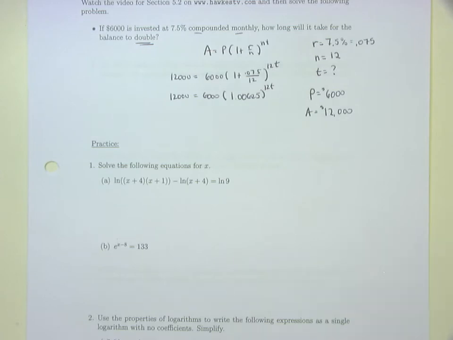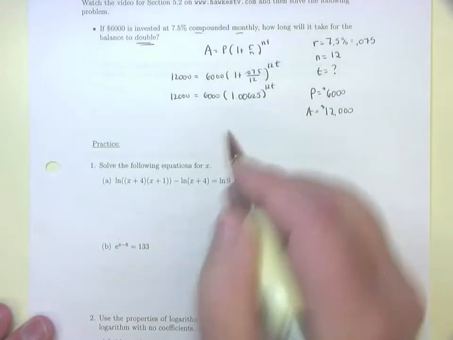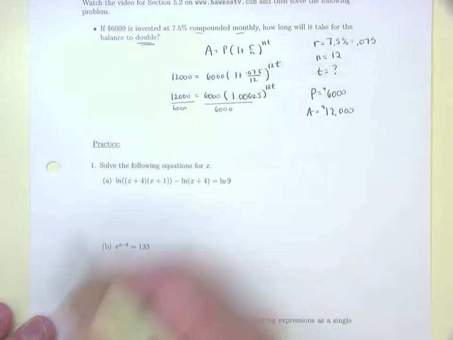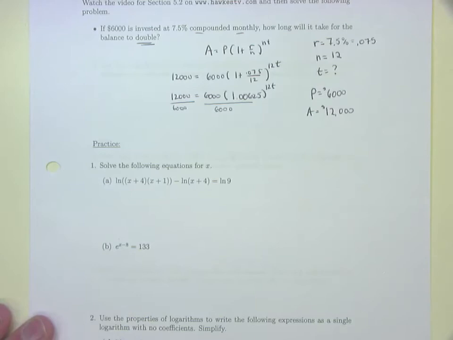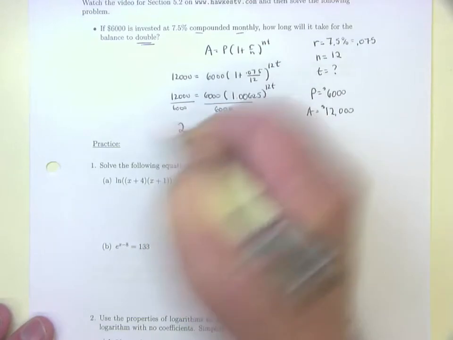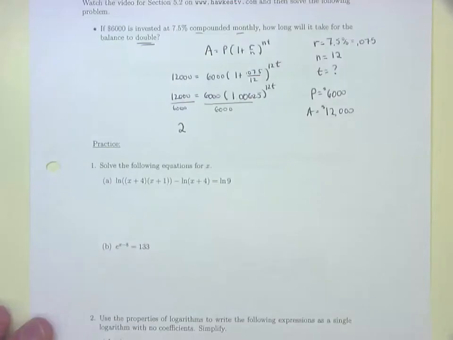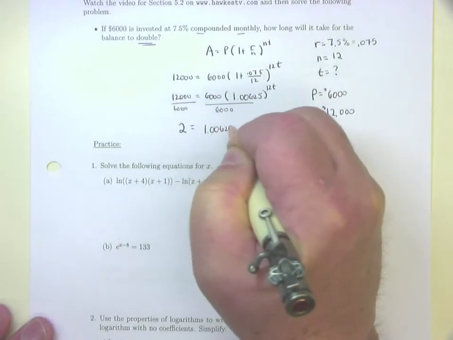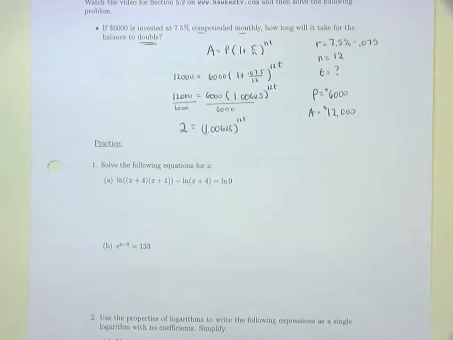My first move is to divide by 6,000, to get the 1.00625 to the 12t by itself. What I do to one side, I do to the other. So I'm going to divide by 6,000. And 12,000 divided by 6,000 shouldn't be a big surprise. It's 2. Not 2,000, just 2. You're doubling your money. All your zeros end up canceling, by the way. It's 12 divided by 6. So 2 is equal to 1.00625 raised to the 12t. Now you've got the term with the t by itself.